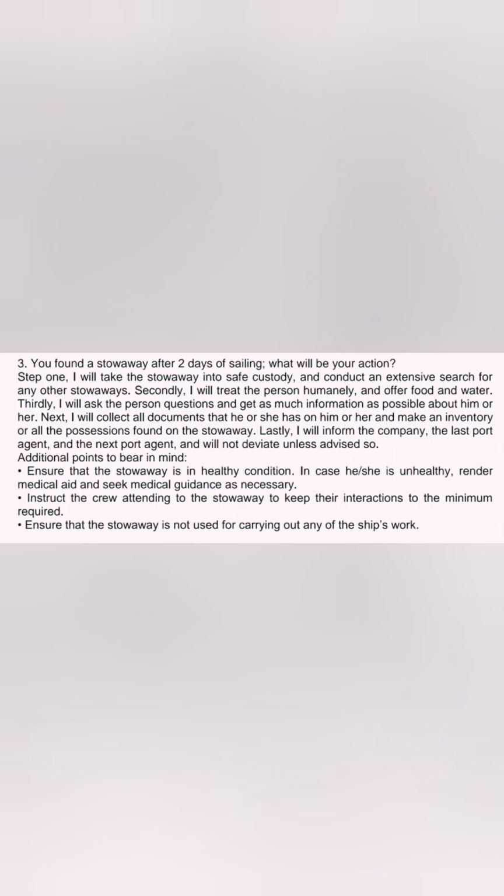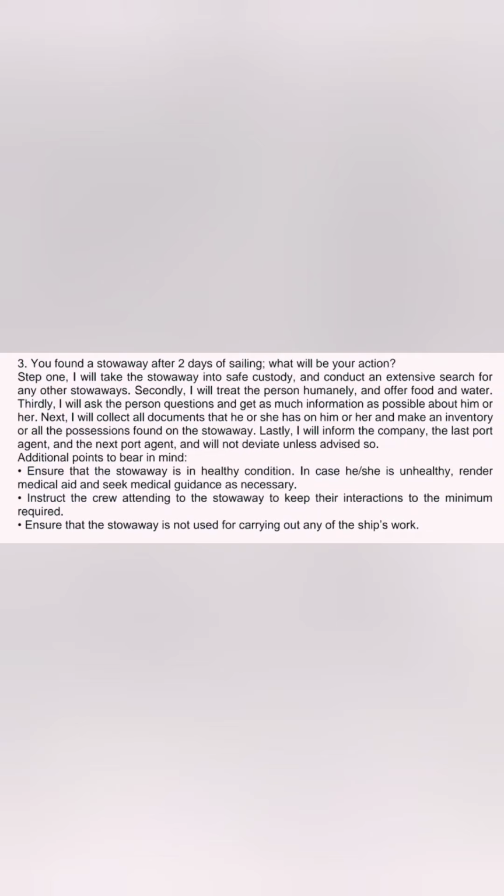Next question. You found a stowaway after 2 days of sailing. What will be your action? So, answer to this is step 1. I will take the stowaway into safe custody and conduct an extensive search for any other stowaway. Secondly, I will treat the person humanely and offer food and water. Thirdly, I will ask the person questions and get as much information as possible about him or her.